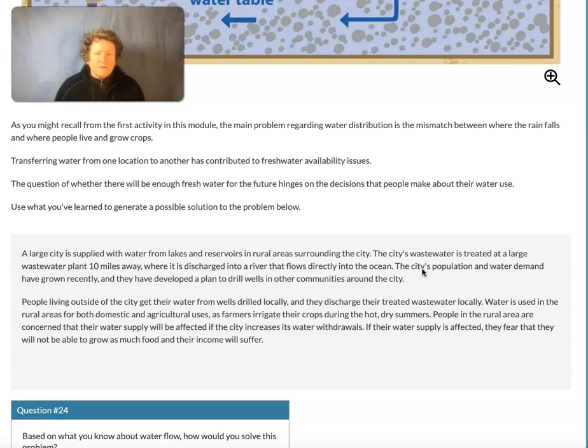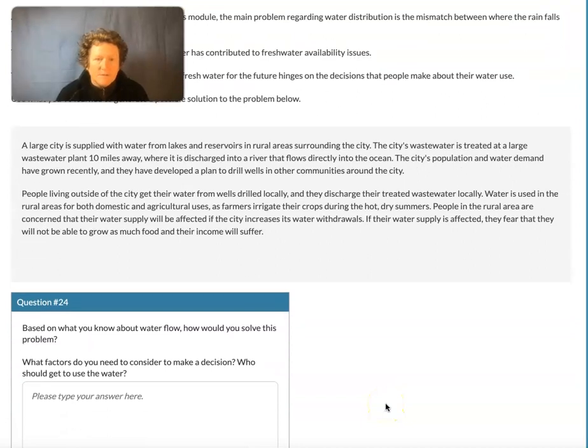Use what you've learned to generate a possible solution to the problem below. A large city is supplied with water from lakes and reservoirs in rural areas surrounding the city. The city's wastewater is treated at a large wastewater plant 10 miles away, where it is discharged into a river that flows directly into the ocean. The city's population and water demand have grown recently, and they have developed a plan to drill wells in other communities around the city. Now, if I lived in one of those other communities, I'd be kind of mad.